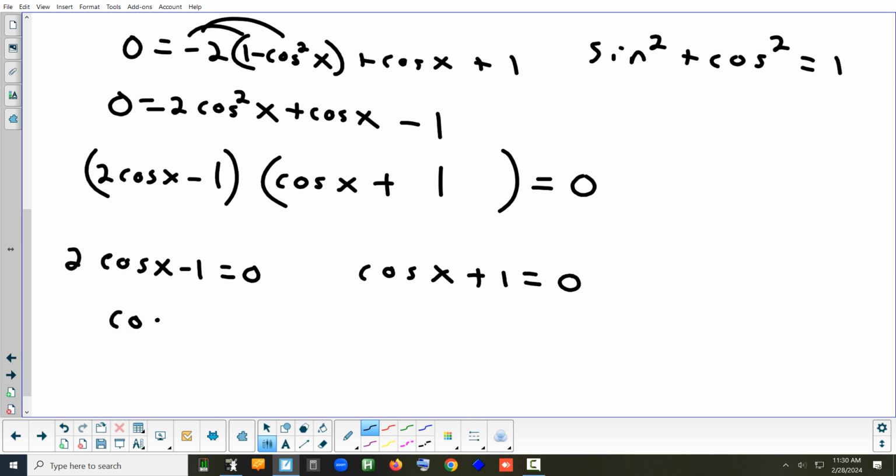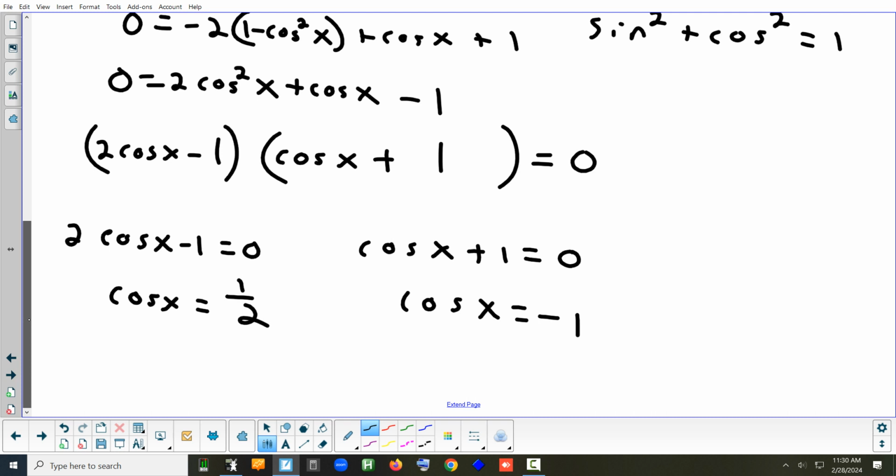So on the left, cosine x is going to equal 1/2. On the right, cosine x is going to equal -1. Everything's going to work here. There's no error that you're going to get because this number is not bigger than 1. So we're going to get solutions from all this. Okay, let's start with the one on the left.